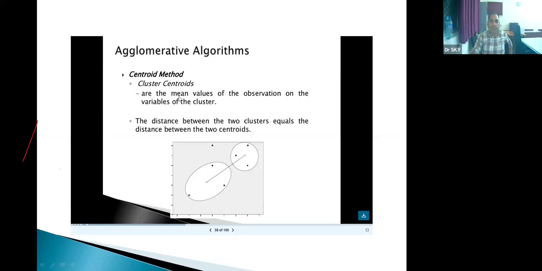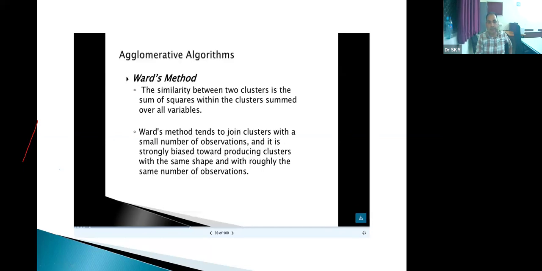Cluster centroids are the mean value of the observations on the variables of a cluster. So this is the average of the points of the cluster, and then we combine both of the average points. So the distance between the two clusters equals the distance between the two centroids. Here we take the distance between the two clusters as the distance between the two centroids of the clusters. That is why it is known as the centroid method.